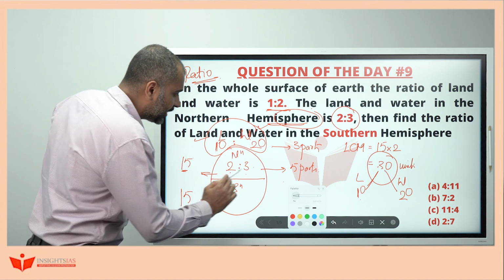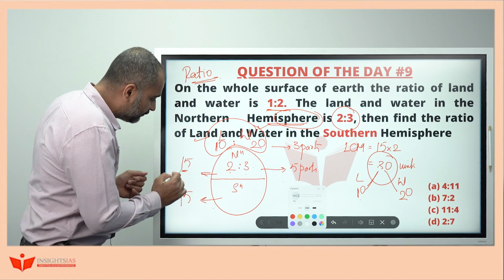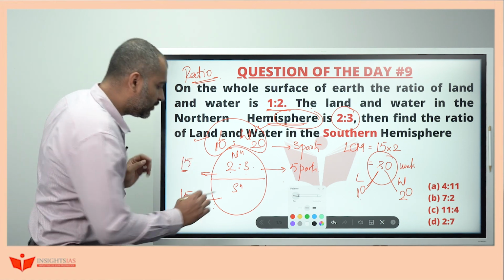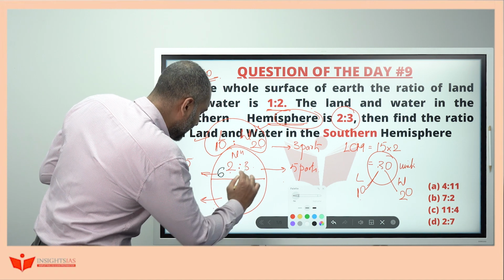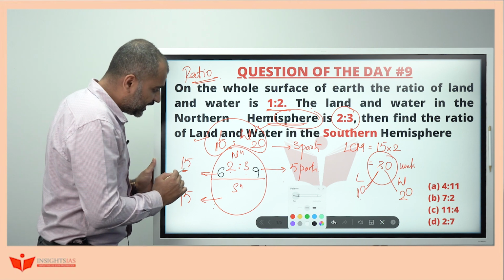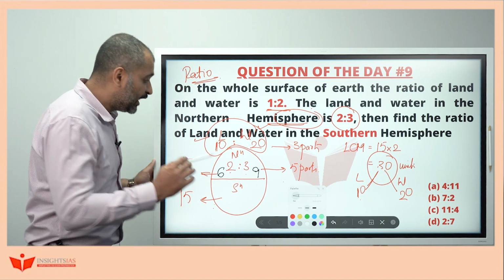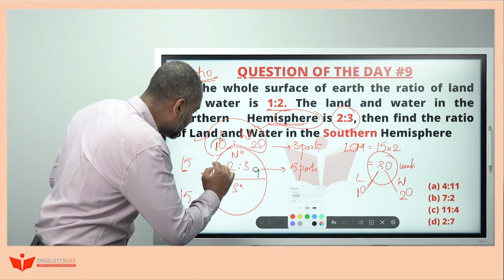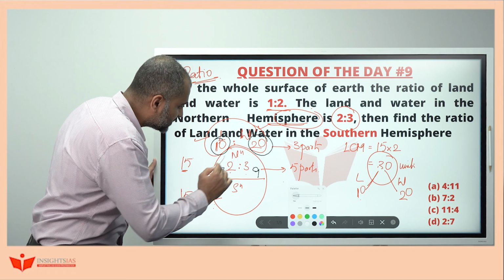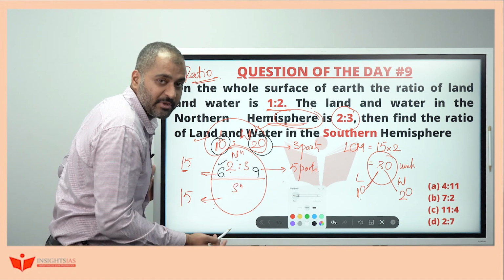If I divide 15 in the ratio 2:3, 2 parts and 3 parts, totally 5 parts. If you divide 15 into 5 parts, 1 part is equal to 3. If 1 part is equal to 3, 2 parts is 6 and 3 parts is 9, isn't it? See, 15 is divided in the ratio 2:3, 6 and 9 is in the ratio 2:3. Overall land is 10 units and overall water is 20 units. Overall land is 10 units, in which the land is 6 units present in the northern hemisphere itself.